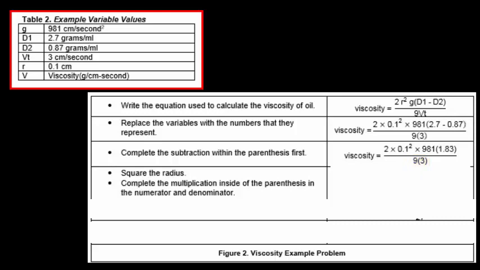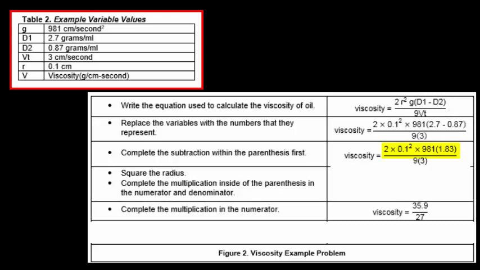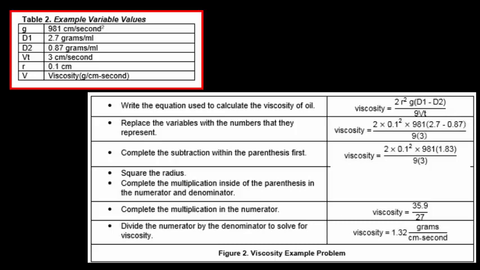Then, complete the multiplication in the numerator. 2 times 1/100th times 1,795 and 23/100ths equals 35 and 9/10ths. Finally, divide the numerator by the denominator to solve for viscosity. 35 and 9/10ths divided by 27 equals 1 and 32/100ths. Through this process, we learned the viscosity of the sample fluid is 1 and 32/100 grams per centimeter second.